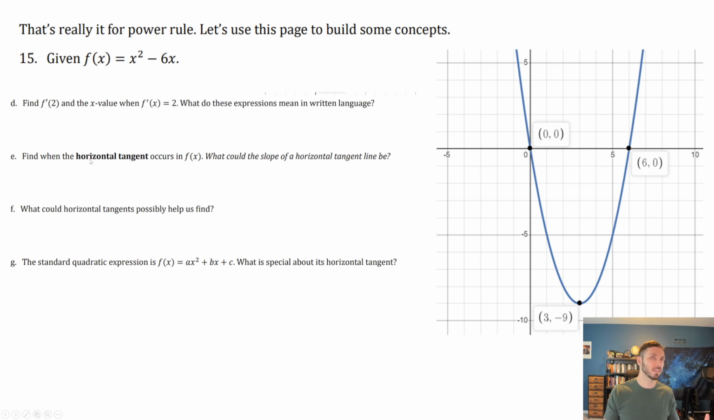Find horizontal tangents, whatever that means. Horizontal slope, we can talk about what that means right now. If I think about a horizontal line, it looks like this. What's the slope of a line that goes like this? Slope is 0, so think about that. And then what could horizontal tangents help us find? And then this one's just for fun.